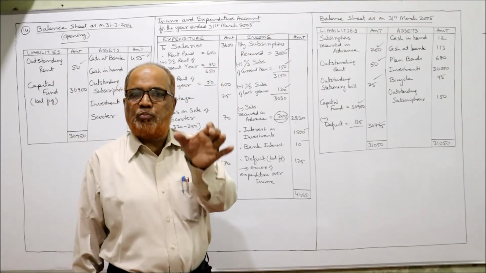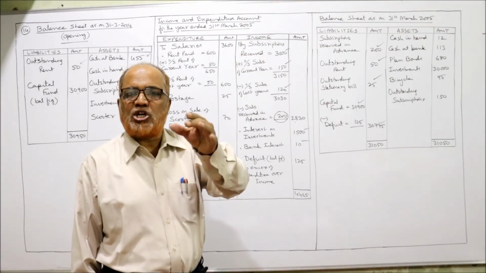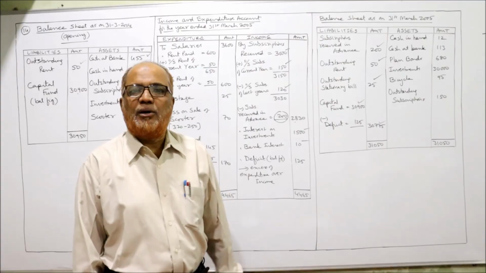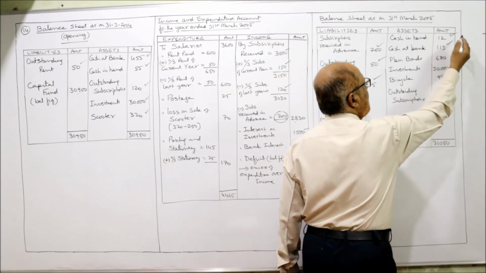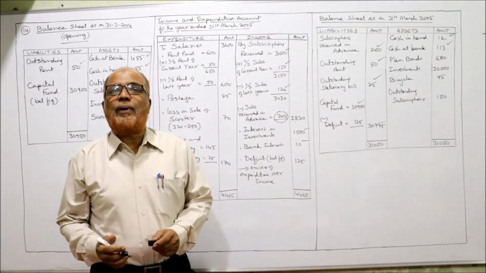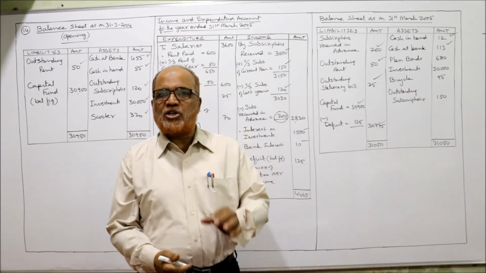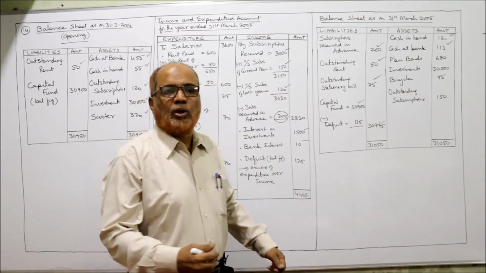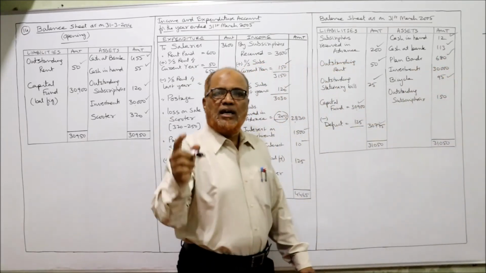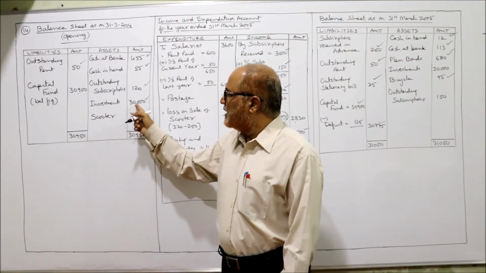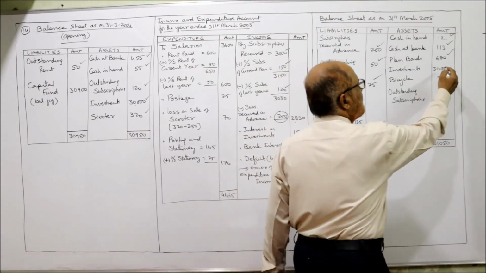Asset side, cash book. In the cash book, last item, closing balance of cash and closing balance of bank is given in the problem. So closing balance of cash is 12 rupees, bank balance is 113 rupees. During the year, plan bonds purchased. On payment side, you can see plan bonds purchased and bicycle purchased. So plan bonds is an asset and bicycle purchased is an asset. Investments were there at the beginning of the year, 30,000. Same investment will be there at the end of the year, 30,000 investment.